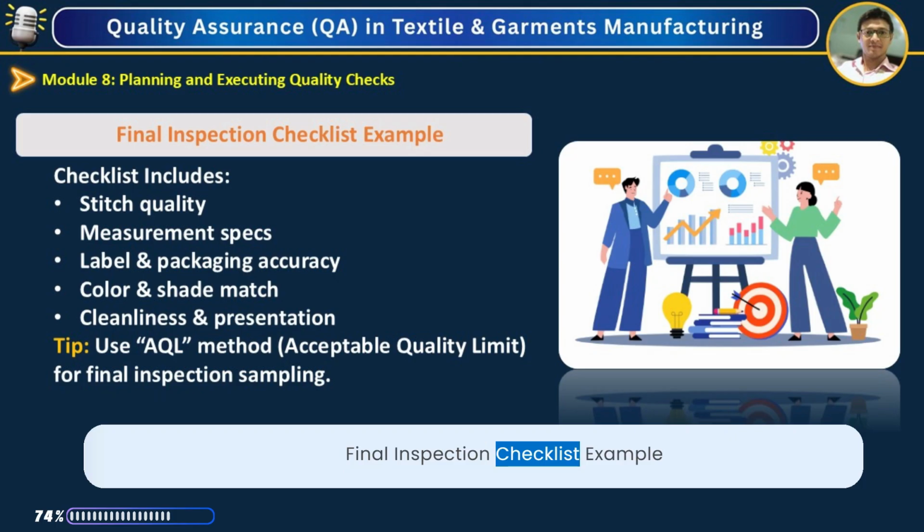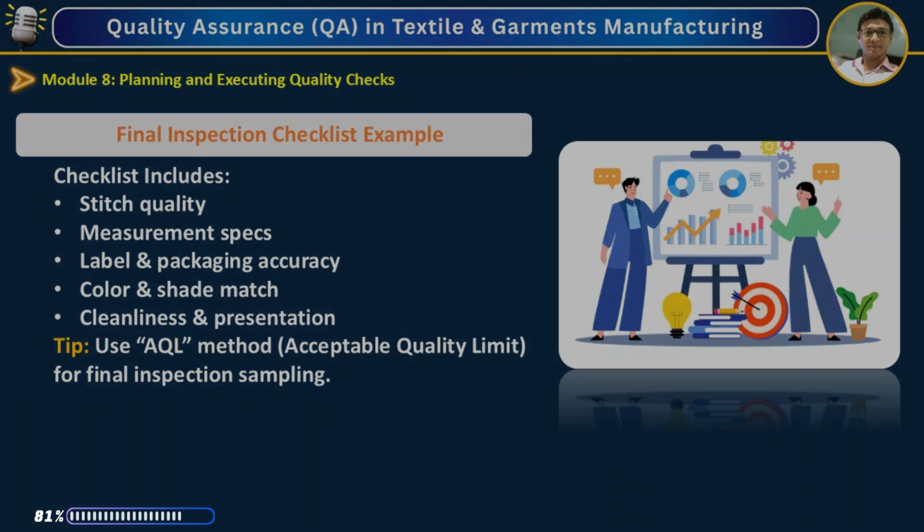Final inspection checklist example. Checklist includes stitch quality, measurement specs, label and packaging accuracy, color and shade match, cleanliness and presentation. Tip: use AQL method for final inspection sampling.